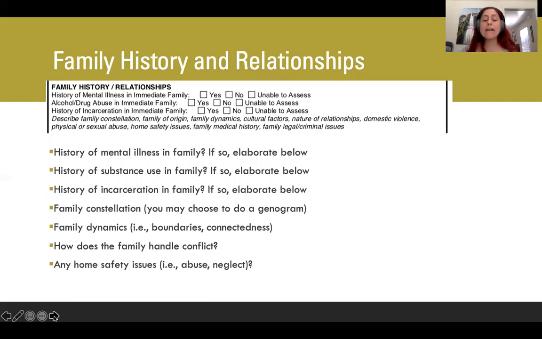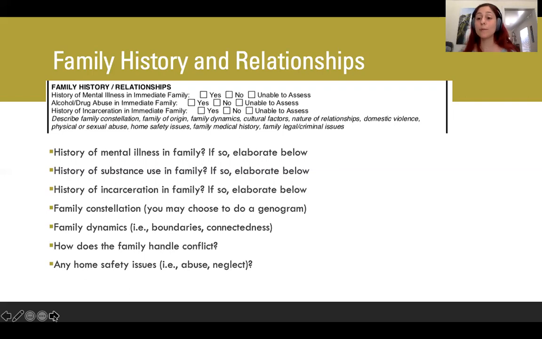So that's one piece. And then the other piece is assessing for relationships in the family, conflict resolution, emotional safety, things like that. So up at the top, we have some checkboxes: yes, no, unable to assess, for mental illness, alcohol or drug abuse, and incarceration. Any yeses should be elaborated upon in the narrative component. So if you say yes to history of mental illness, what kind of mental illness, in who, and how does the client feel this has affected them, are three things that you would definitely want to ask about.